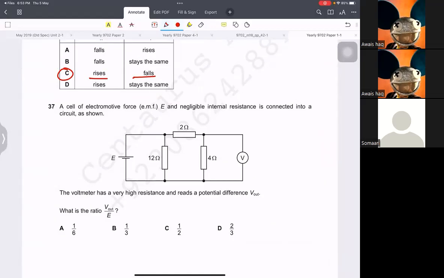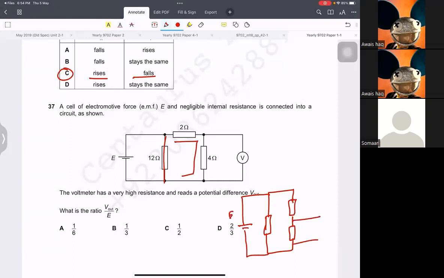Okay, if I see this portion and this portion, it is in parallel. So basically, if I redraw this, it will be like this. They have just tried to confuse you, and the voltmeter is right here. So we want to find the voltage here, V out. This is 2, this is 4, this is 12. So we're not even looking at this. You only need to look at that.